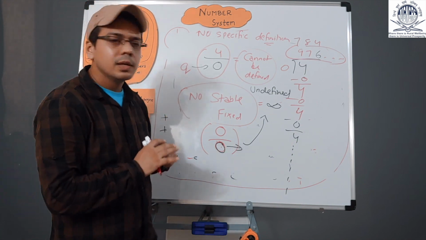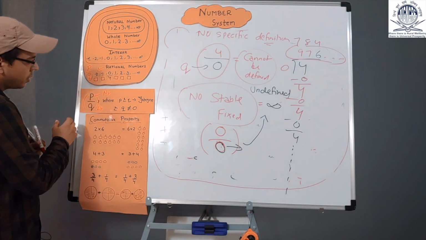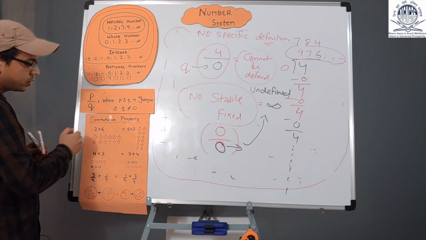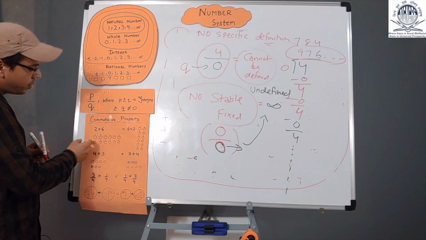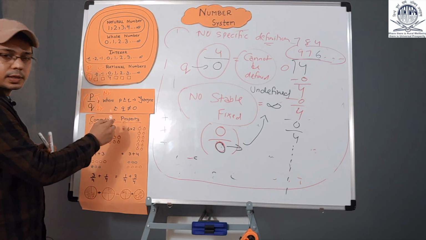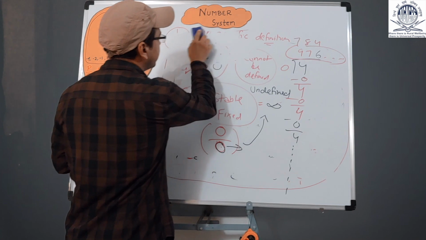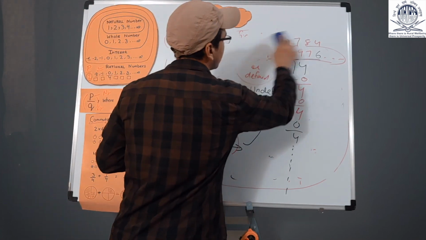Let's proceed. Now, we have some properties which we'll discuss in rational numbers, and one property over here is the commutative property. So let me just make some room over here and discuss what the commutative property is.